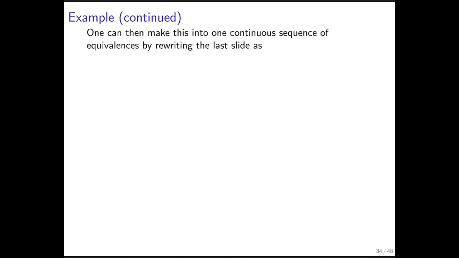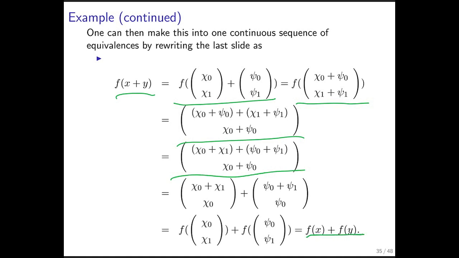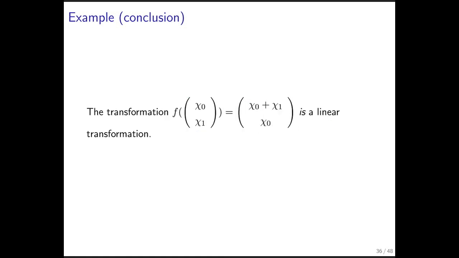And then again, you might want to rewrite that by first doing your argument starting on this side, from here to here to here to here, and then laying your argument for f of x plus f of y backwards, equal to that is equal to that is equal to that, and then you get a smooth set of equalities that takes you from the left to the right. So we conclude that the function f of chi 0, chi 1 that evaluates as such is indeed a linear transformation.